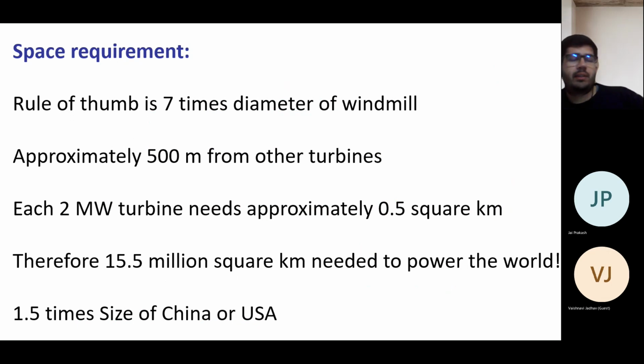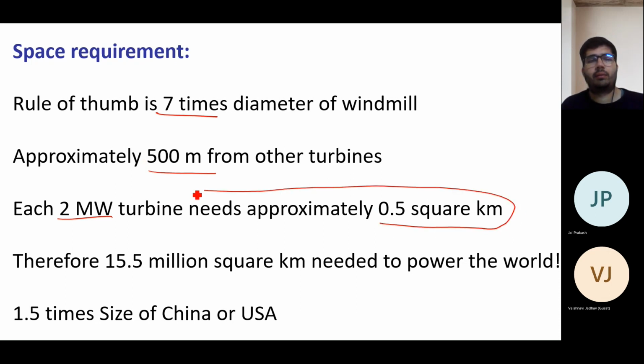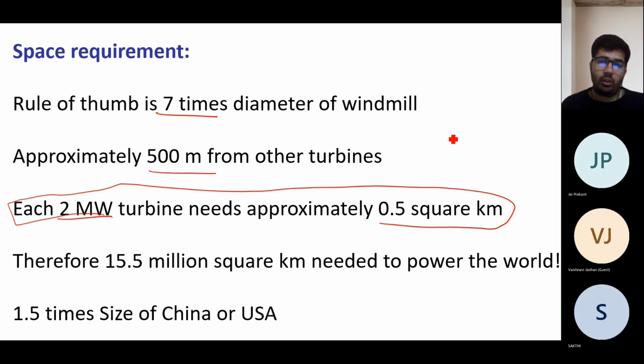Let's see what the wind turbine space requirement is. The rule of thumb is 7 times the diameter of the windmill. So at least we require 7 times the diameter of the windmill, approximately 500 meters from the other turbines. If multiple turbines are installed, there should be a 500-meter distance between them. Each 2 megawatt turbine needs approximately 0.5 square kilometer. So if you are installing a 2 megawatt turbine, you require 0.5 square kilometer of area.